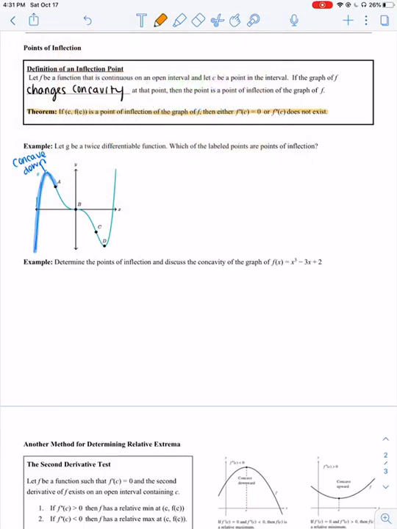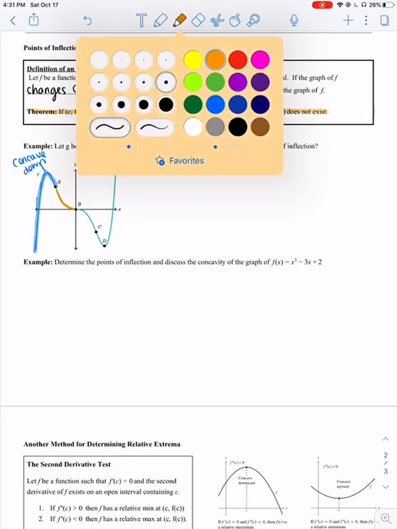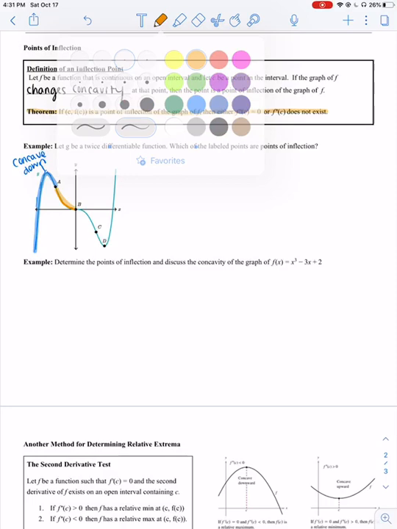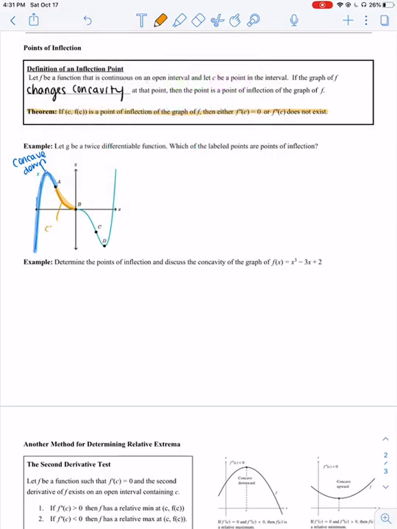Now, what about from A to B? Okay, so from A to B, this region here is concave up. So would A be a point of inflection? Yes, it is, because we switched from concave down to concave up.